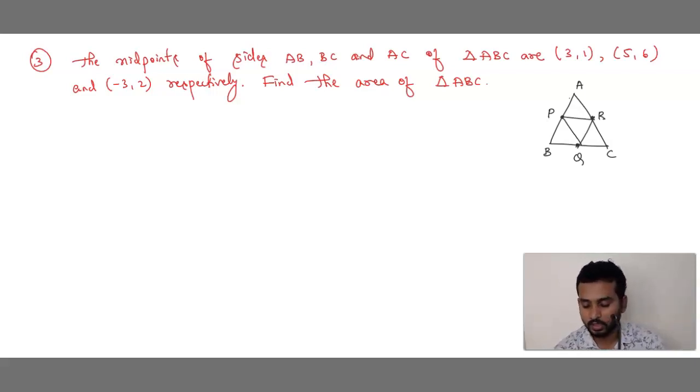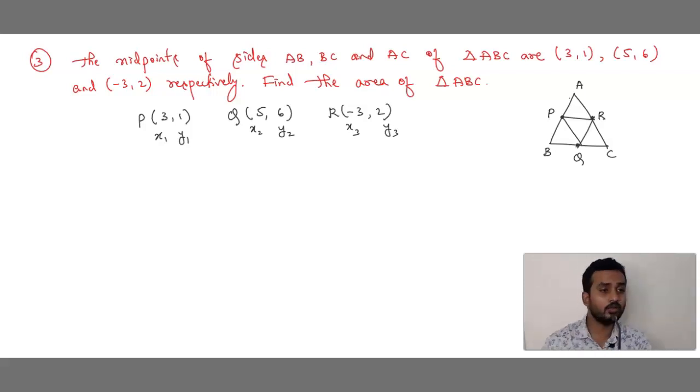Now let me take. He has given the coordinates of the midpoints, not triangle ABC. That is coordinate P. What is the coordinate P? (3, 1). Again coordinate Q (5, 6). And coordinate R (-3, 2). I am going to call these x1, y1, x2, y2, x3, y3. Children, one thing we can notice here: the values given are of PQR but not ABC. Here we have to find the area of triangle ABC.